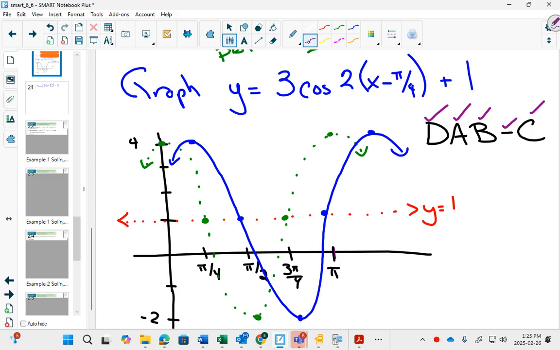And that's how you can graph it all at once without having to do a bunch of points and do a bunch of mental math. This is the shortcut for graphing sine and cosine.